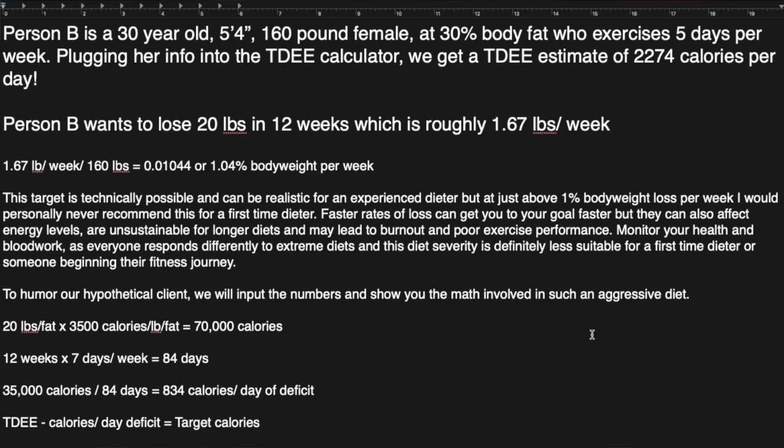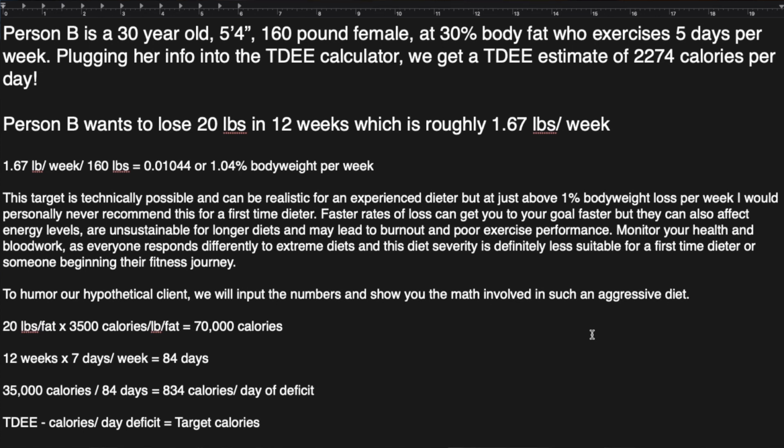Faster rates of loss can get you to your goal faster, but they can also affect energy levels, are unsustainable for longer diets, and may lead to burnout and poor exercise performance. Monitor your health and blood work, as everybody responds differently to extreme diets, and this diet severity is definitely less suitable for a first-time dieter or someone beginning their fitness journey.